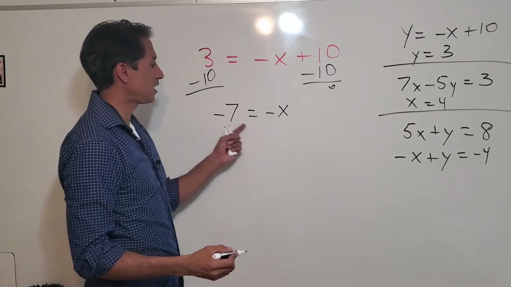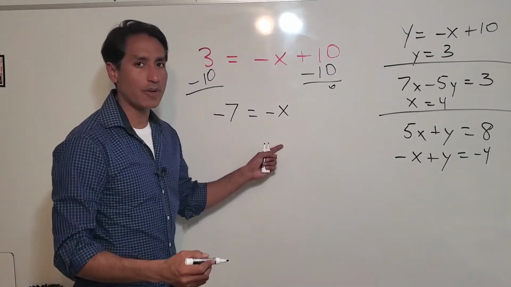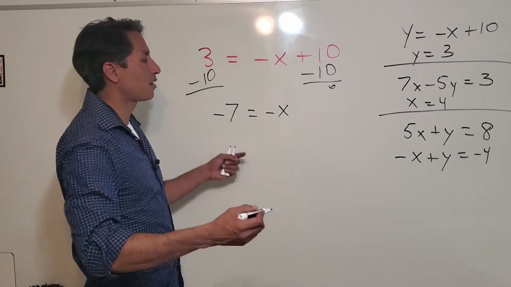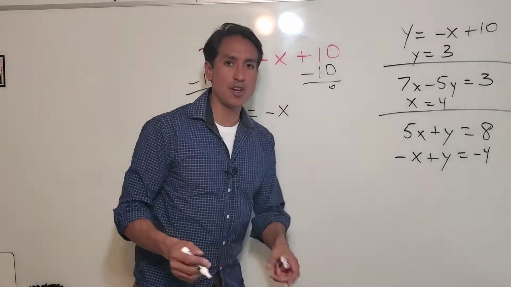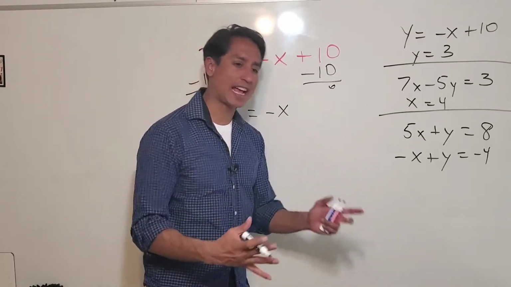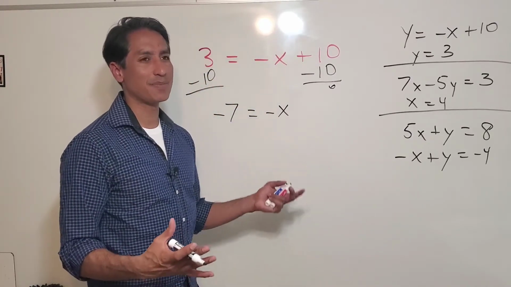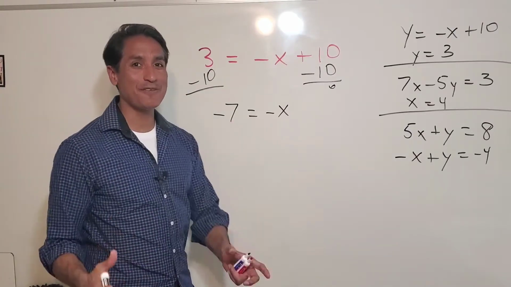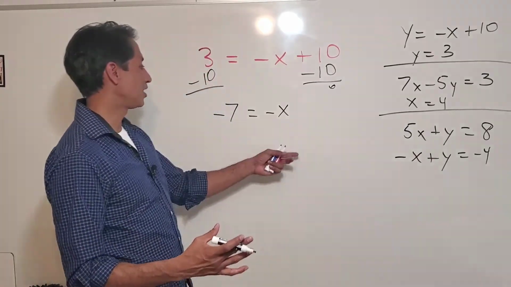And now I have negative 7 equals negative x. I don't care what negative x equals, just like I don't care what 10x equals, right? I want to know what x equals. 1 unit of positive x, 1 positive unit of x is equal to something.